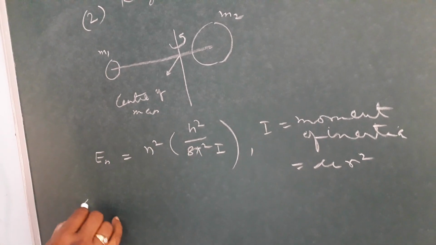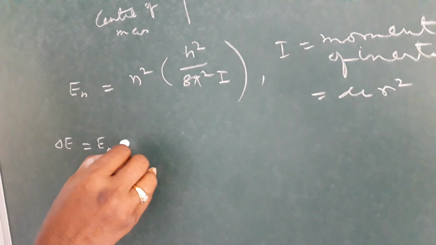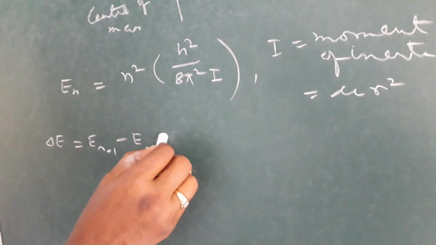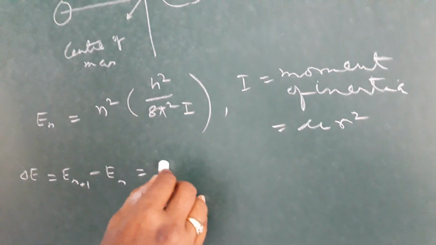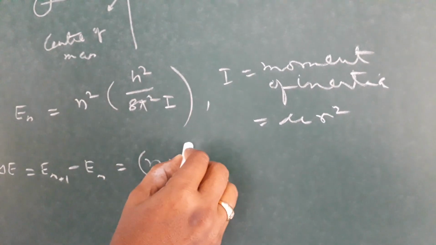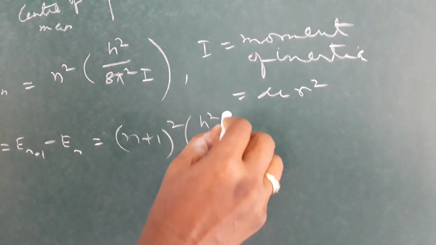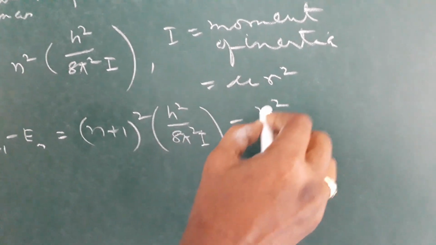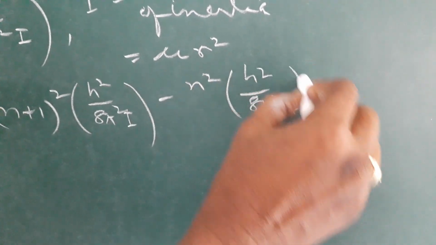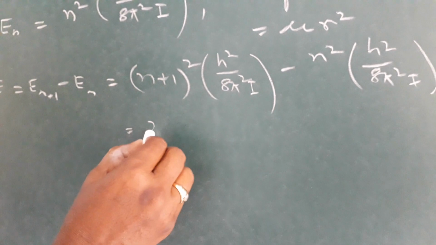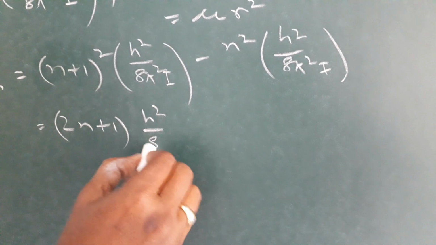So delta E, the energy difference of successive levels, En plus 1 minus En, equal to n plus 1 whole square into h square divided by 8 pi square I minus n square into h square divided by 8 pi square I, the moment of inertia. So this will give you twice n plus 1 into h square divided by 8 pi square I.